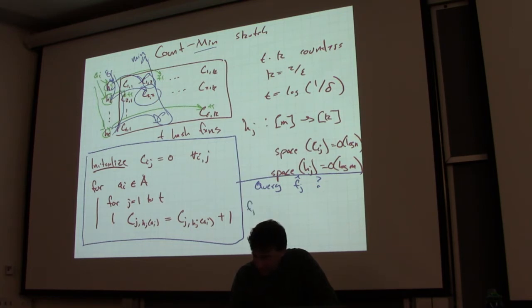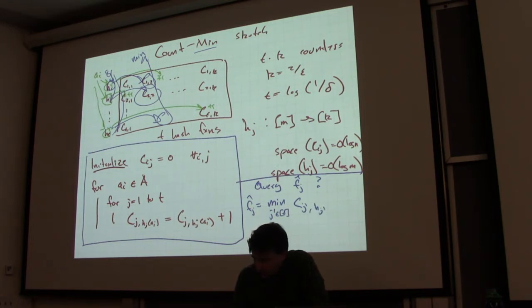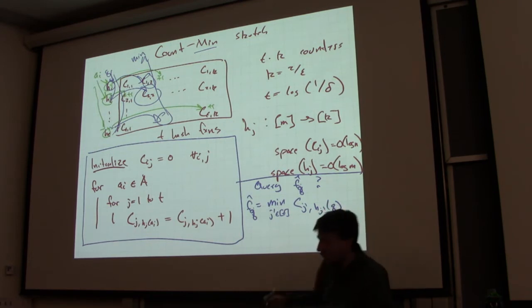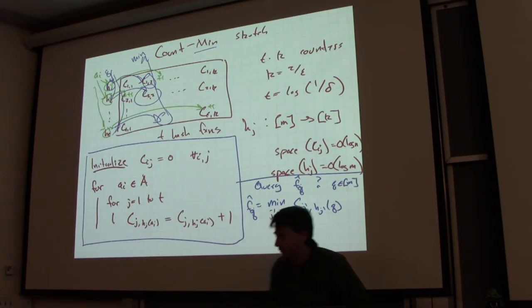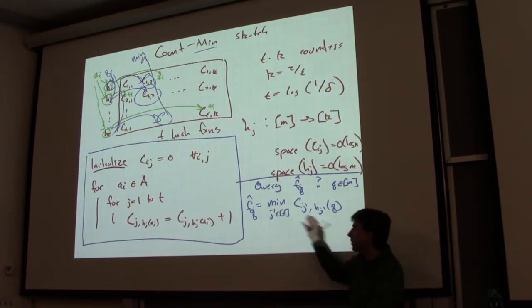So let me just write this out. f_j hat is going to be the min over, I'm reusing j here, let's say j prime in t. So I'll check all of my hash functions over the values c, j prime, h_j prime of q, let's call this a query. I'm going to pass in a query value, which needs to be one of the IP addresses. I'm going to look up all of the counters that this would have hashed to, and then take the minimum of them.